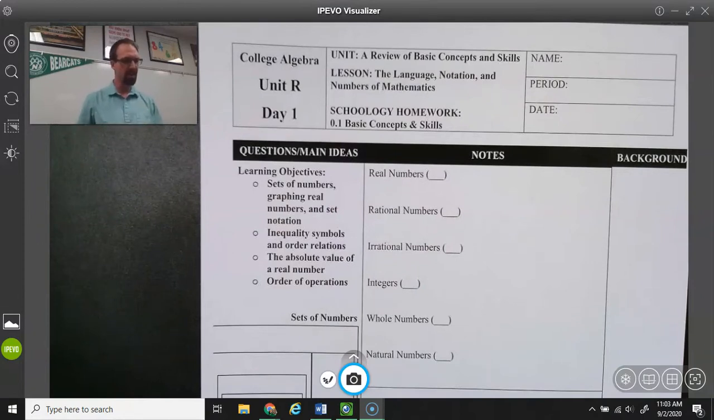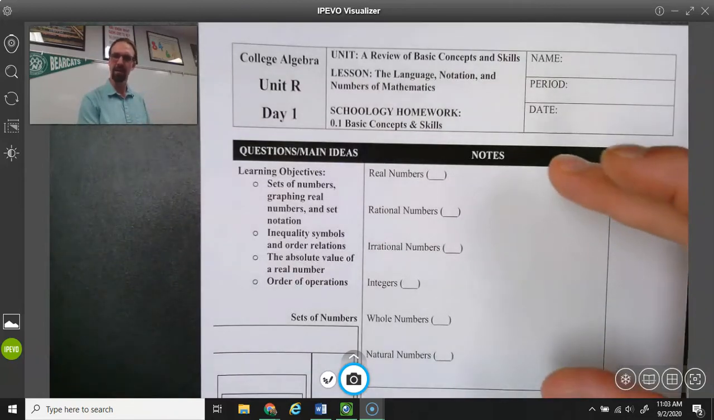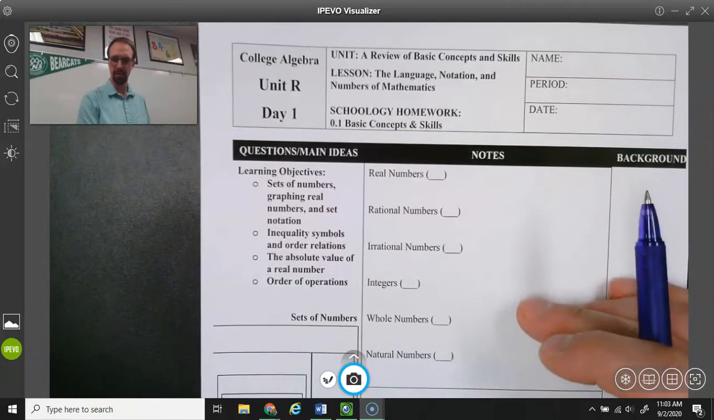Starting off, we're going to talk about sets of numbers. We have different types or sets of numbers. If you go back, we're going to fill this set of notes section out differently. We're not actually going to go in order this way, so bear with me.